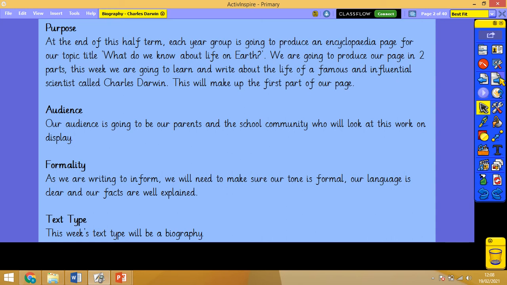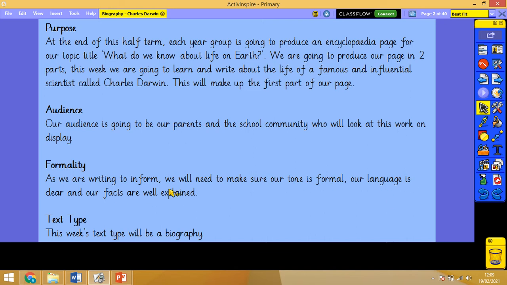Okay, so the purpose of this piece is that at the end of this half term, each year group is going to produce an encyclopedia page for our topic title, which is What Do We Know About Life on Earth? We're going to produce our page in two parts. This week we're going to learn and write about the life of a famous and influential scientist called Charles Darwin. That's going to make the first part of our page. The audience is going to be the school community and parents who are going to look at this work on display. And the formality is we're writing to inform today. We need to make sure our tone is formal, our language is clear, and our facts are well explained.